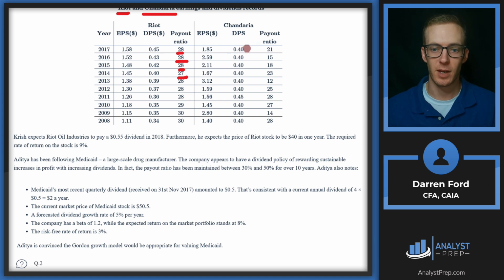Shandaria keeps their dividend exactly almost the same. We've got one outlier here at 45 cents, but that maybe was just a special dividend. But they're paying 40 cents no matter what the earnings are. So we get a more unstable payout ratio here. So those are the main two differences.